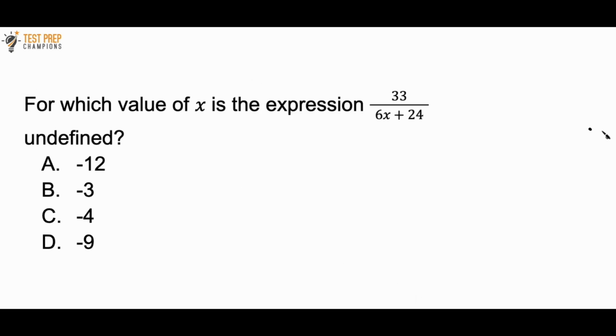Okay, so to solve this question, what we want to do is take the denominator. In other words, we want to take what's down here in the bottom of our fraction, and set it equal to 0. So we have 6x plus 24, and we want to set it equal to 0 and solve for x. In other words, we want to get x by itself on one side of the equation.